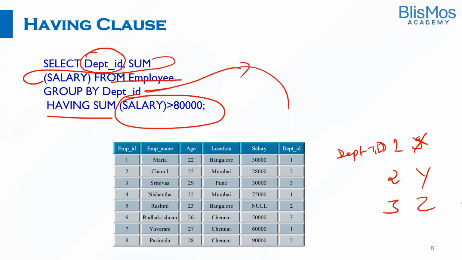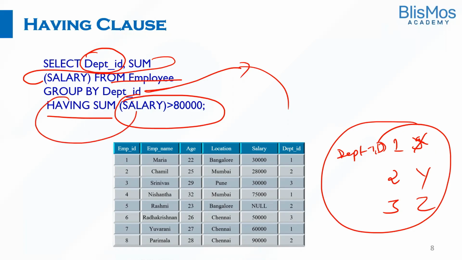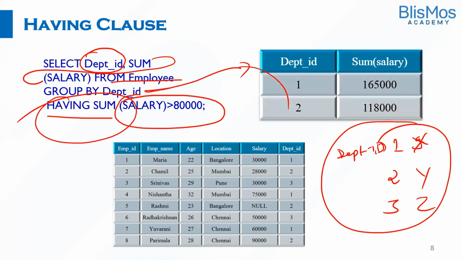Now, if I want to filter based on this, I want to know the group which is having a sum of the salary greater than 80,000. That is where we will use the HAVING clause. After executing this, we'll get these 2 records. See here, the third group is not visible because the third group has 30,000 plus 50,000, that becomes 80,000, and our condition says sum of the salary is greater than 80,000. You cannot achieve this by using a WHERE clause.